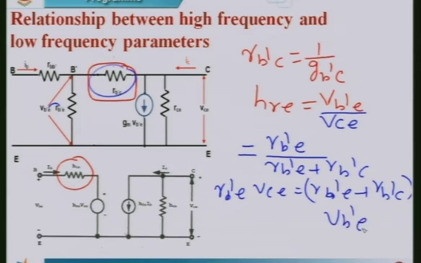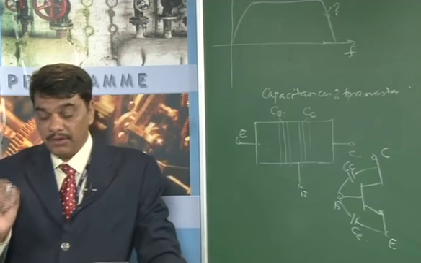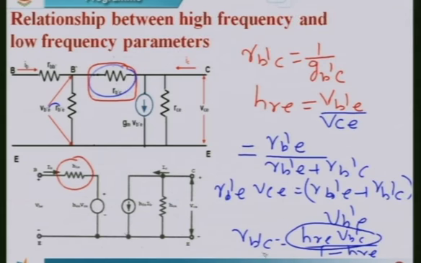If you take this ratio, then you are going to get that rb'c is equal to hre, vb'c divided by 1 minus hre, where this hre is negligibly small. Therefore, rb'c is approximately equal to hre into, because we know that the hre value is 2.4 into 10 to the power of minus 4. Therefore, rb'c is equal to hre into vb'c, and this is also equal to 1 by gb'c.